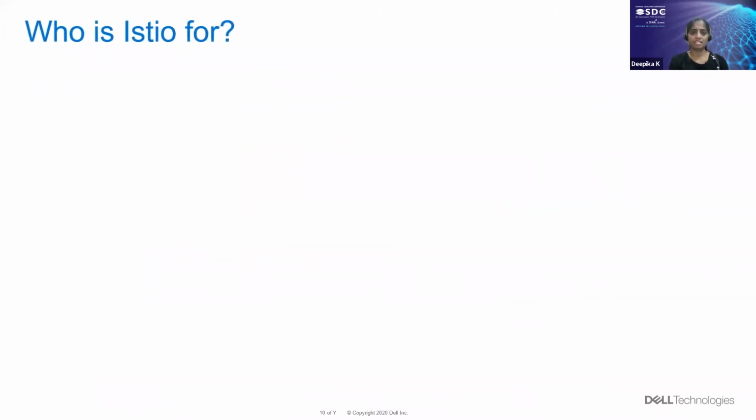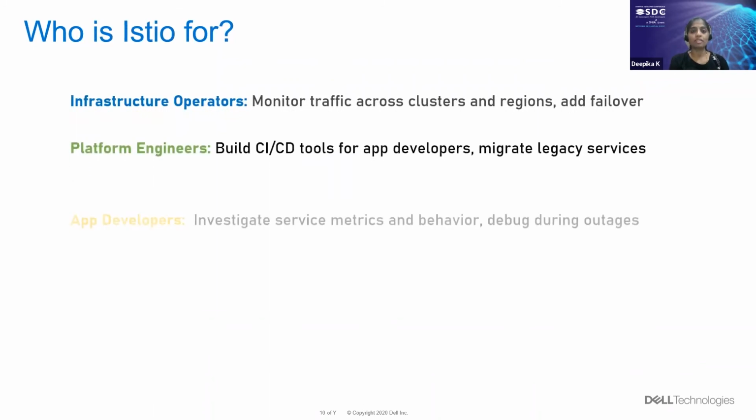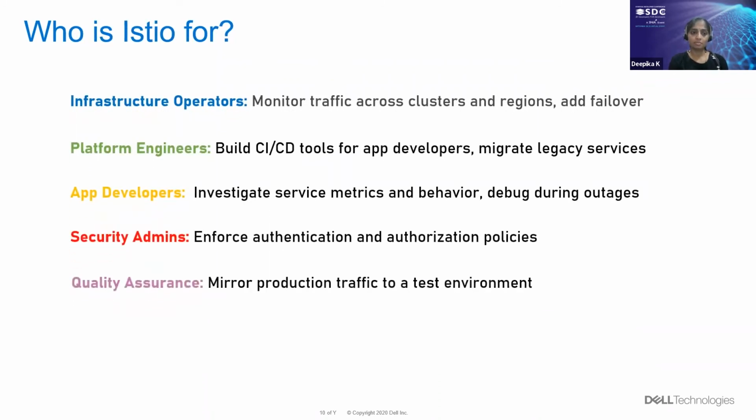Now we went through why we need Istio. A question might arise, who can use Istio? Istio can be used by infrastructure operators to monitor traffic across clusters and regions. It can be used by platform engineers to build CI/CD tools. It can be used by app developers to investigate service metrics and behavior or debug during outages. It can also be used by security admins to enforce authentication and authorization policies. It can be used by the quality assurance team to mirror the production traffic to a test environment. So end-to-end, Istio can be used by everybody in the IT field.